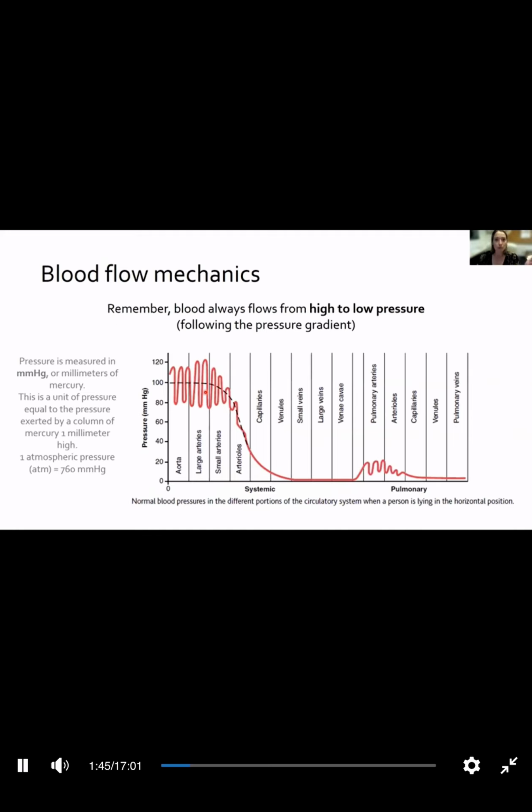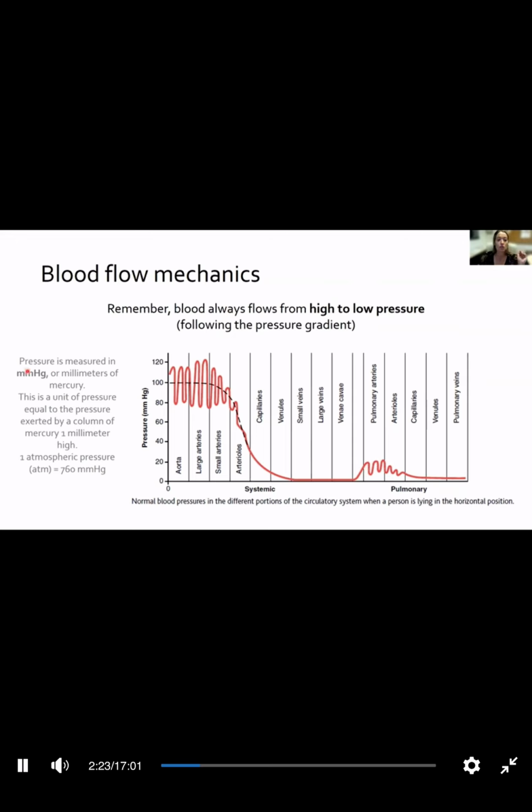Remember, blood always flows from high to low pressure. So when we're in the heart, the blood pressure is at very high levels. As we go down into the arteries, the arterioles, and smaller vessels through the systemic system, blood pressure goes down. I've talked about this before with venous return, how that pressure needs to be very low in order for that blood to re-enter the heart. Then it becomes pressurized again as the heart pumps it into the lungs, and then through the pulmonary circuit back to the heart.